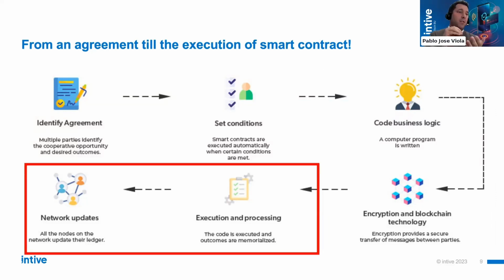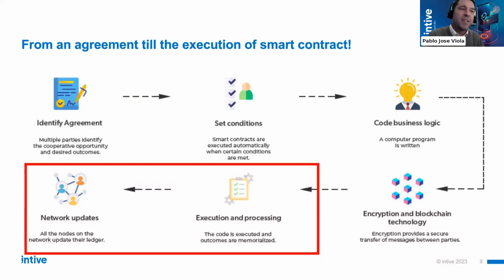Once the smart contract is deployed on a blockchain, it will be there waiting for the conditions to be met. And once the conditions are met, it will automatically execute. After the execution, all the network participants will receive an update about the result of that execution.